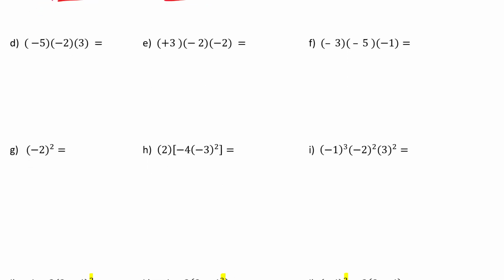Question D. We have 2 negatives and a positive. There's an even number, so this is going to be a positive answer. -5 times -2 is +10. +10 times 3 is 30. 30 is the answer to this one.